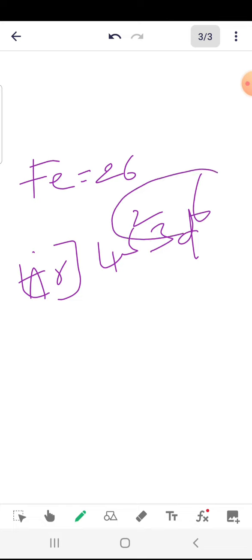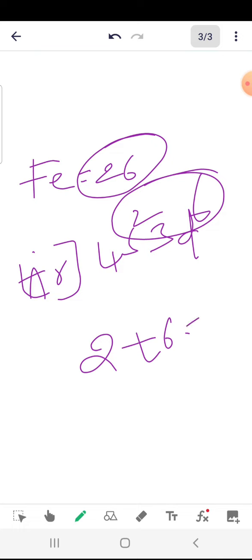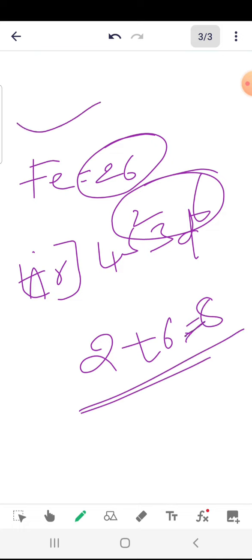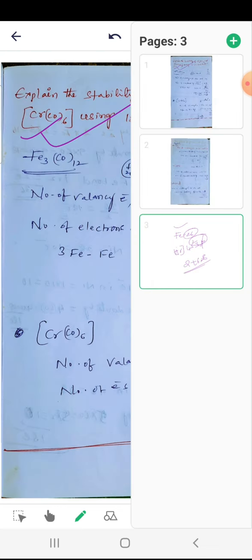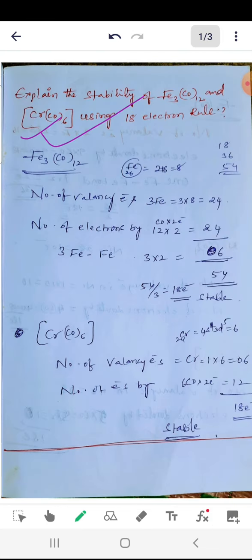So how many valence electrons? You can add 2 plus 6. Total 8 electrons in the valence shell of iron. So like that you have to find the number of valence electrons in iron. One atom has 8 electrons, so 3 iron means 3 into 8, that is 24 electrons.